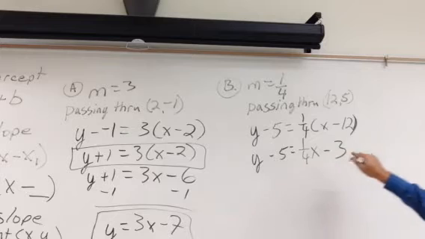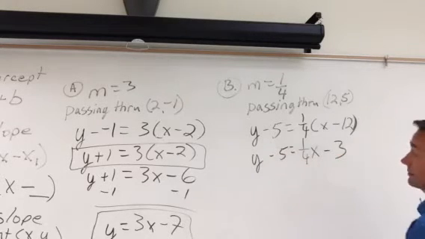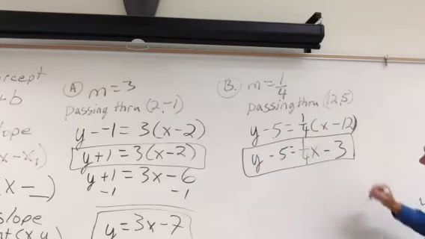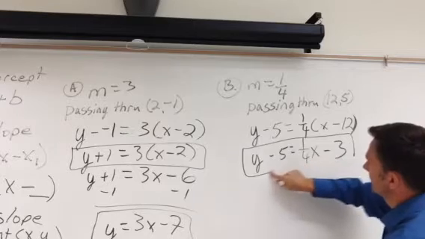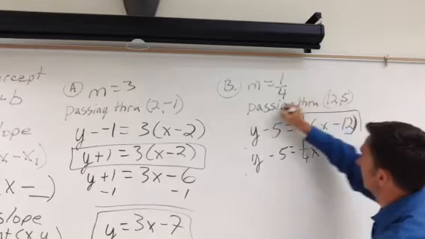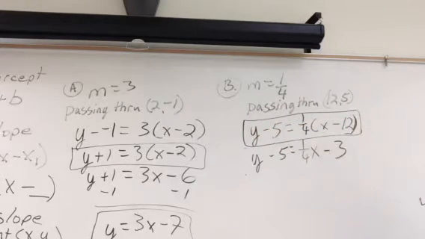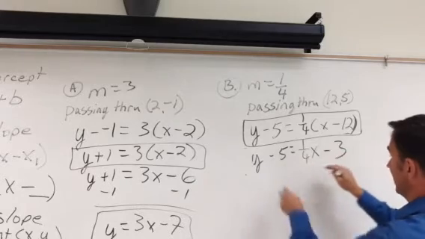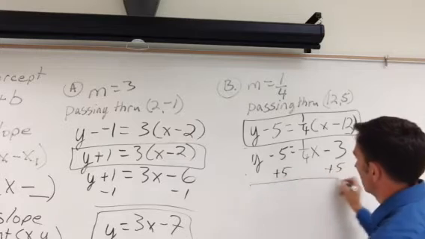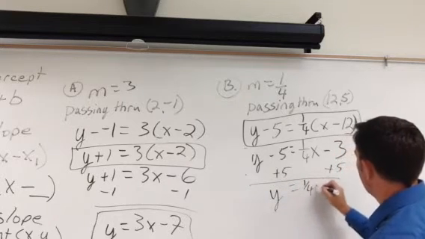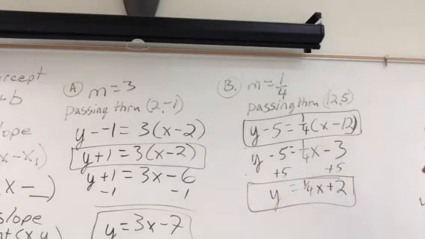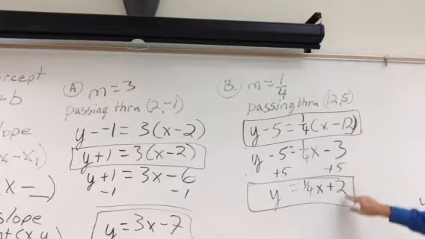Last step, and we can leave it like this because there's no cleanup. Everything's minus. So here's our equation in point-slope form. This is our equation in point-slope form, what we started with, right up here. Not too much calculation. Now if we want to change it to slope-intercept form, we distribute it, add the 5 to both sides, and we're left with y equals 1/4 x plus 2. And there's the other equation. Point-slope, slope-intercept.